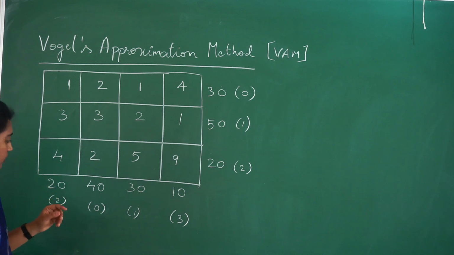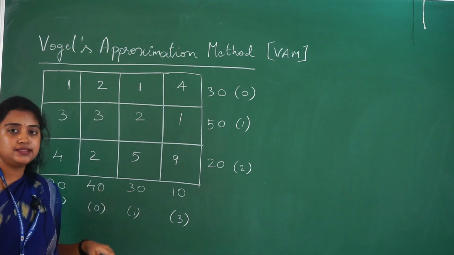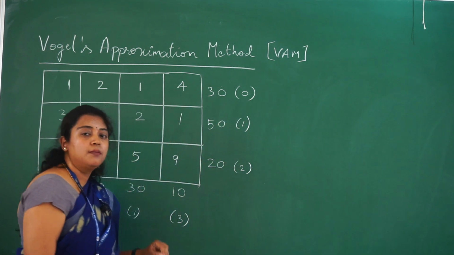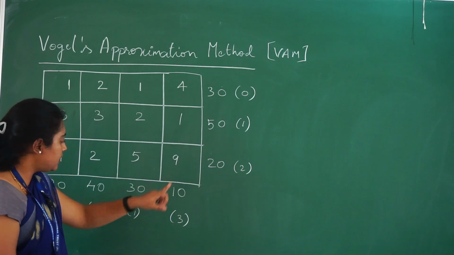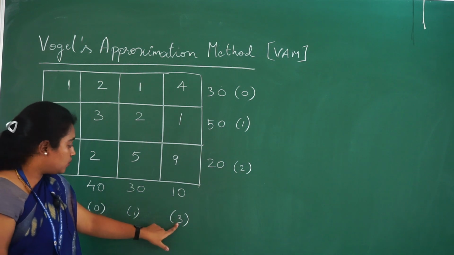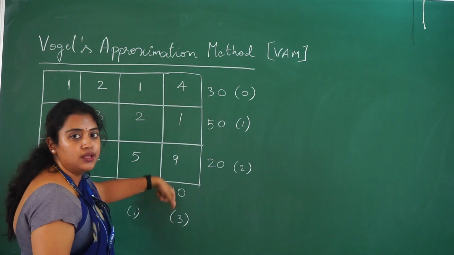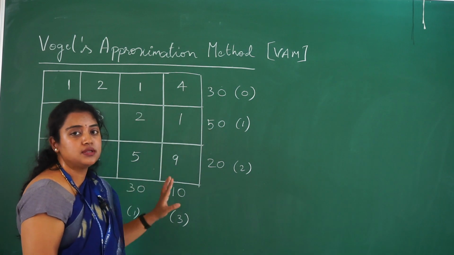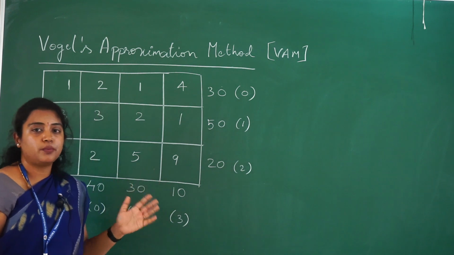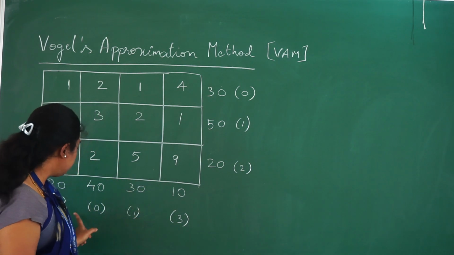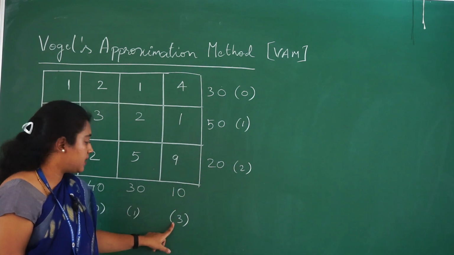The next step is, in the difference numbers you have got, choose the maximum number. The maximum number is 3. Wherever you get the maximum number, you have to start the operation through that particular column. This is the logic we are using in Vogel's approximation method. When we compare with the other numbers, 3 is the maximum.